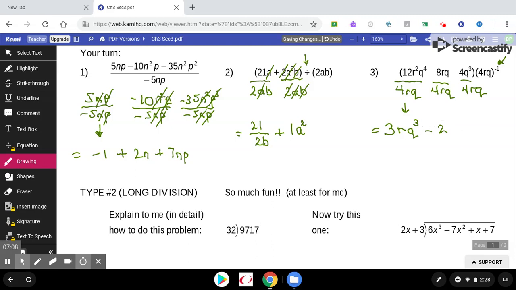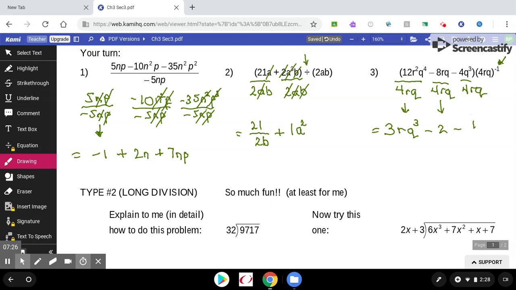1 q on top, 1 q on the bottom, 1 r on the top, 1 r on the bottom. Those would all cancel. Middle one's done. So all I have left is a coefficient on that one. Last one, minus 4 divided by 4. Well, that's 1.